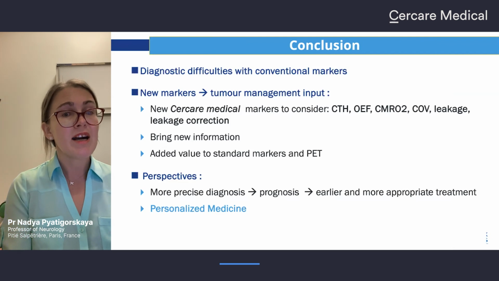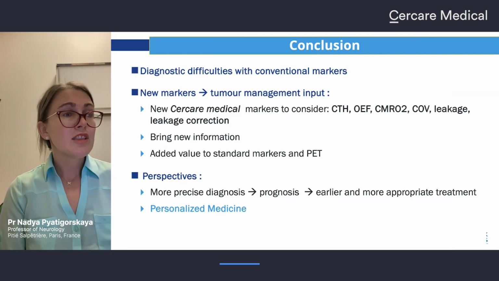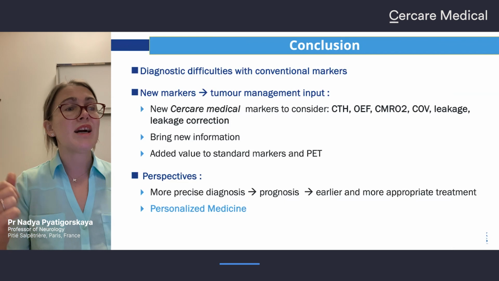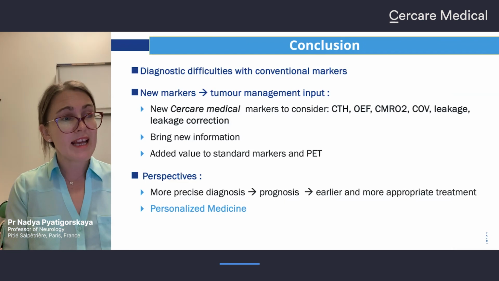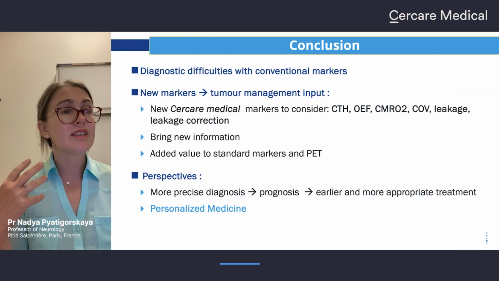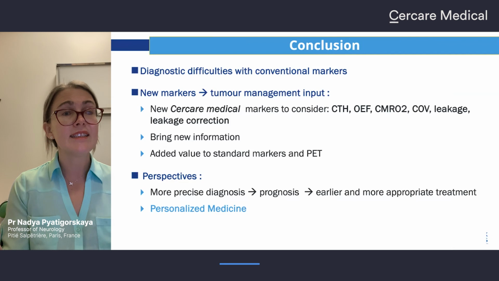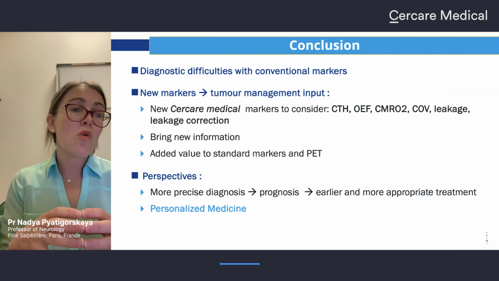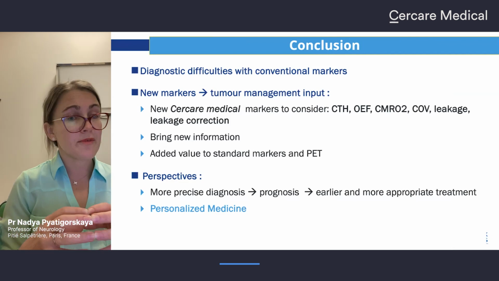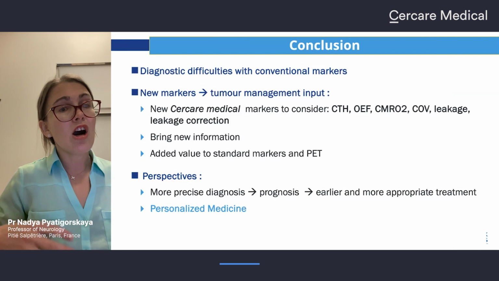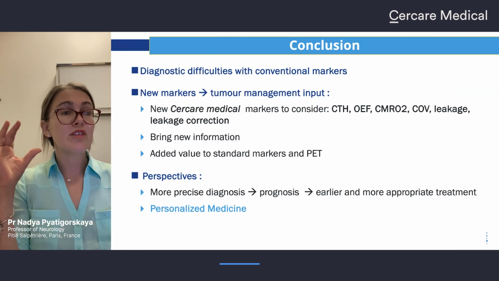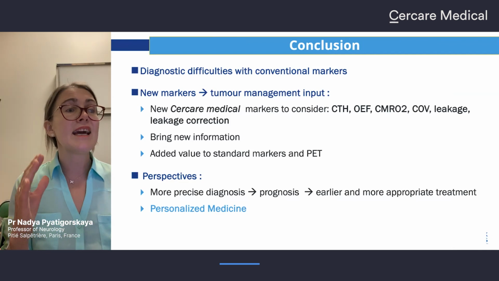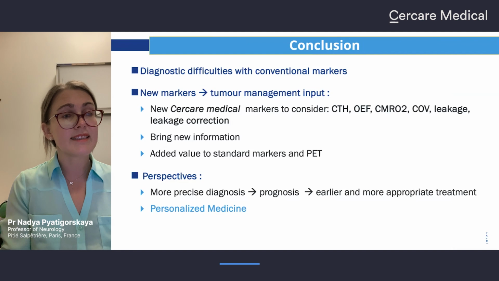So to conclude, there are a lot of diagnostic difficulties, both for primary tumor assessment and for follow-up in brain tumors. So we really need some new markers to improve tumor management. And in this context, there are new advanced markers to consider, such as CTH, OEF, and oxygen extraction fraction, and others. All these markers will bring us new information and will have a real added value to standard markers and to PET.